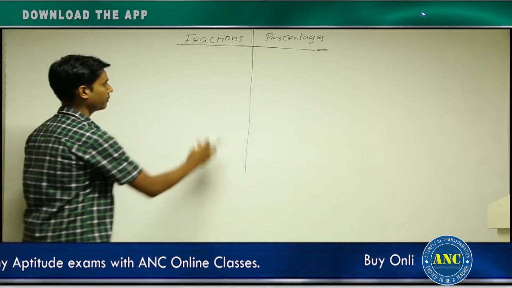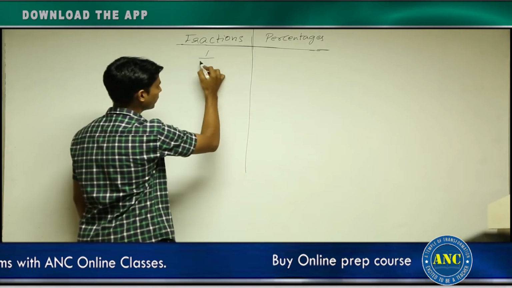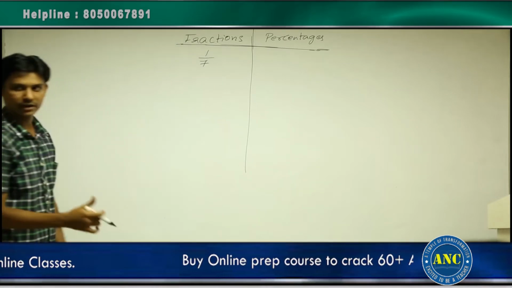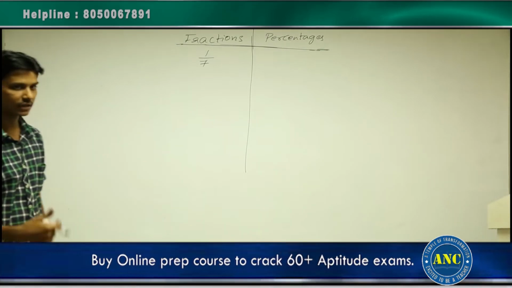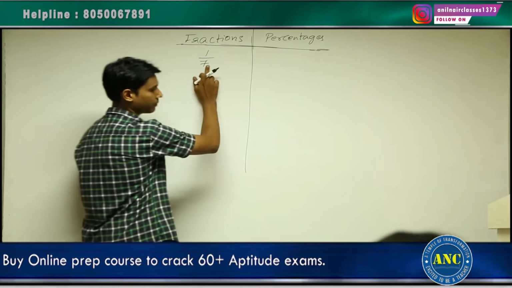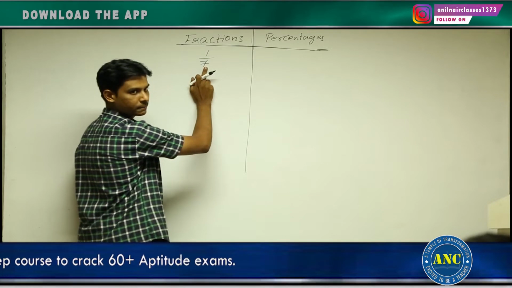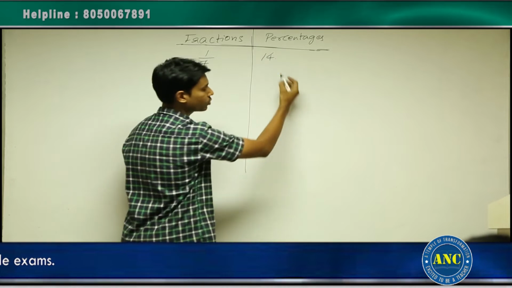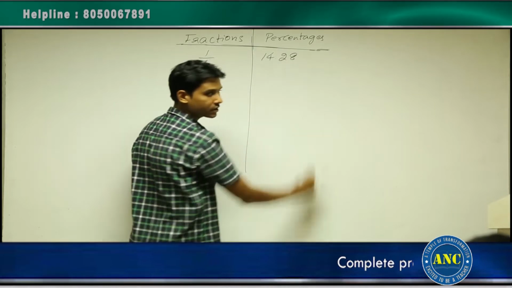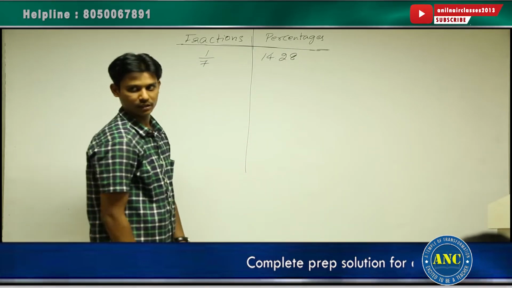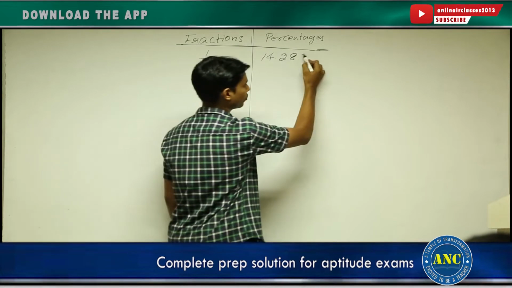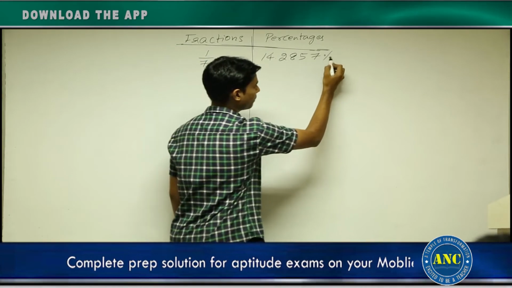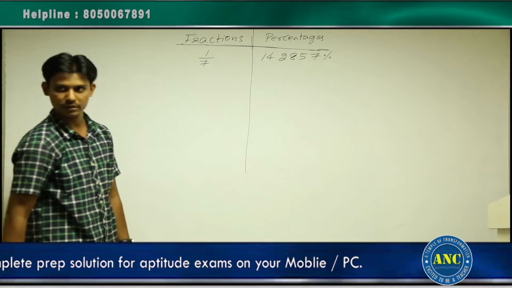See here. 1 by 7. One way to calculate is 100 by 7. You will get the percentage value. Second way. Please look at it. 1 by 7. What is the double of 7? 14. What is the double of 14? 28. What is the double of 28? 56. I will round it up to 57. 1 by 7 is 14.2857%.